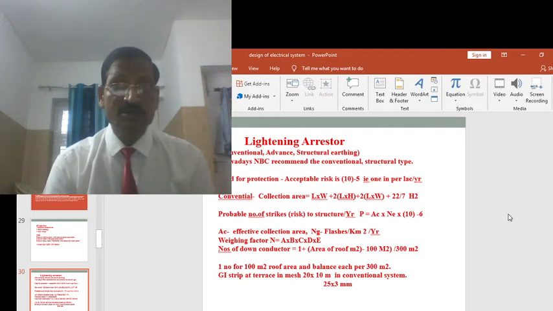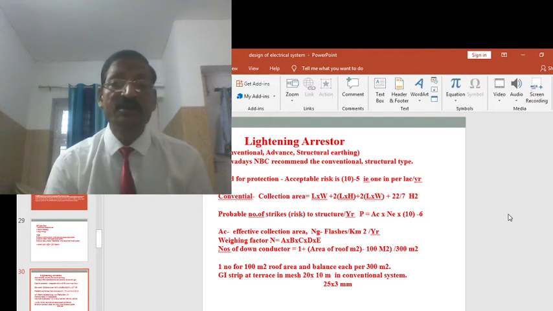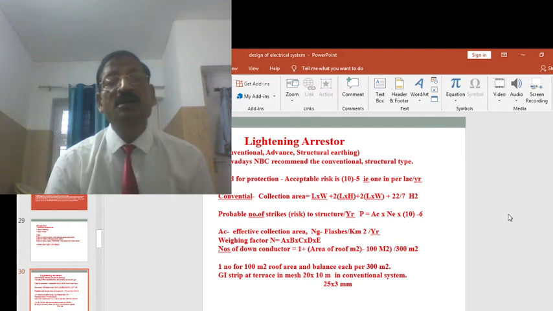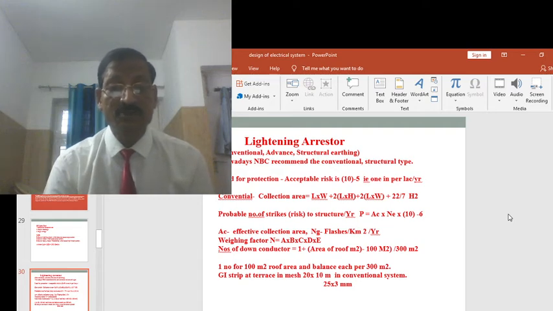In case of conventional, we make a grid mesh of the earthing strip at the terrace, and from that we bring down the down conductors and earth all these down conductors. In case of advanced lightning system, there is a single down conductor of copper wire, and there is one early streamer emission system at the terrace.